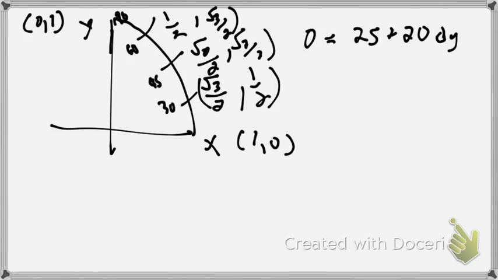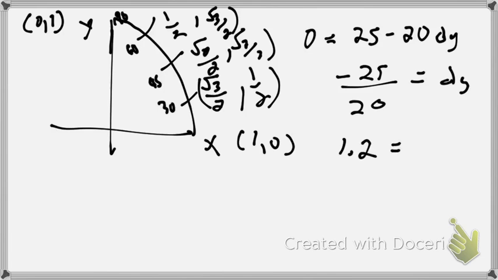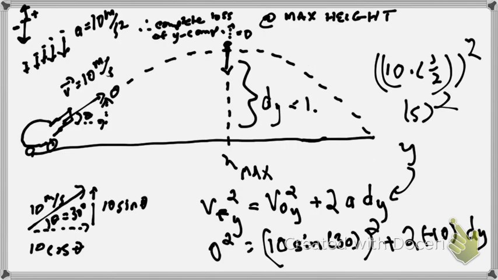So this is actually a subtraction. Now what we're going to do is move 25 to the other side, divide by 20, and we're going to get dy, which is the max height. 25 divided by 20 is about 1.2 or so. So let's just say that's in meters. So this height dy would be about 1.2. And that's how you would solve that.